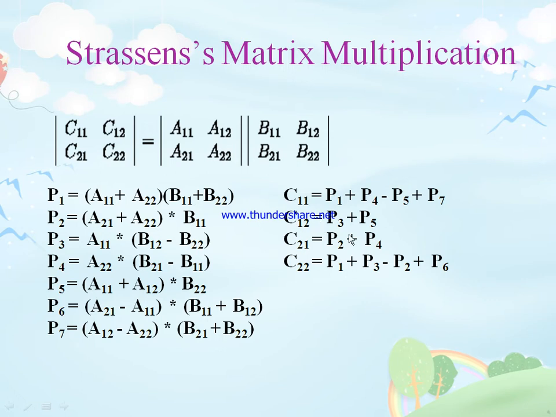C12 equal to P3 plus P5. C21 equal to P2 plus P4. C22 equal to P1 plus P3 minus P2 plus P6. So these are the cell values we can obtain after performing the individual products.